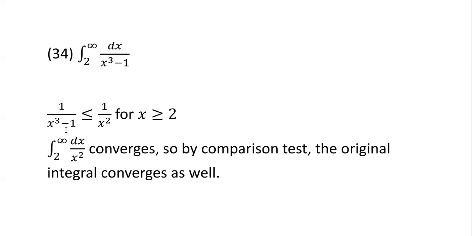1 over x cubed minus 1 is less than or equal to 1 over x squared, where x is greater than or equal to 2. Something squared is not as big as something cubed. Who cares about this minus 1? As x keeps getting bigger as we approach infinity, x cubed is much bigger than x squared. So we're going to be dividing by much more on the left-hand side, so the final value is much smaller, actually, okay? So this is an easy comparison now.